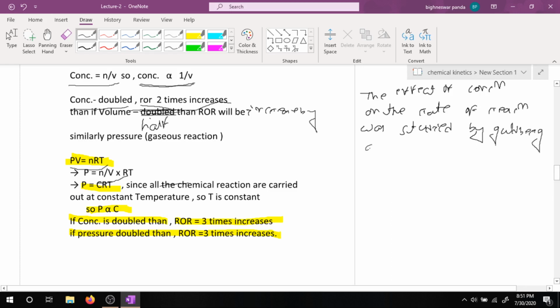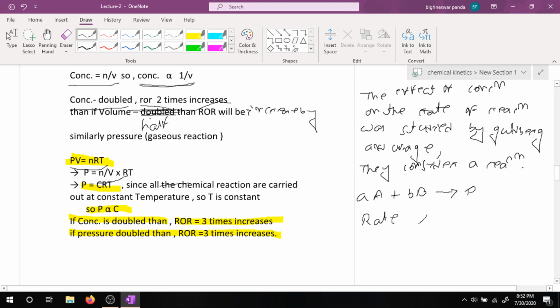Goldberg and Waage, and they considered a reaction that is a moles of A plus b moles of B gives rise to product. Then I can say that rate is directly proportional to [A] to the power a and [B] to the power b.